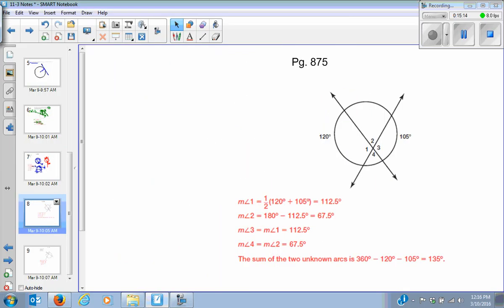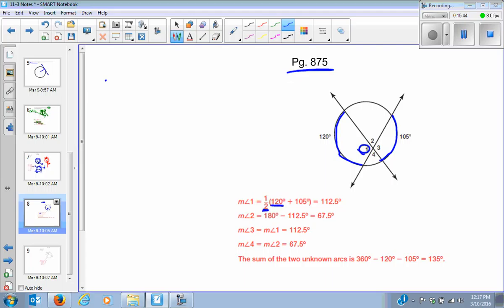Next one is going to be in your book, page 875. This time they want us to figure out the measurement of each one of these angles. Since I know this is 120 and this is 105, I can figure out angle 1 or angle 3. It doesn't matter which one I do first. They did it right here: 1/2 of 120 plus 105. Remember, that's that theorem. This is an interior angle, so you add this plus this, and take half of it. This is 112.5, we already talked about that.